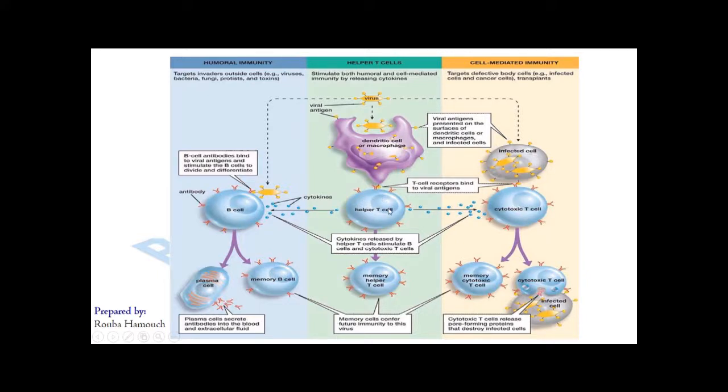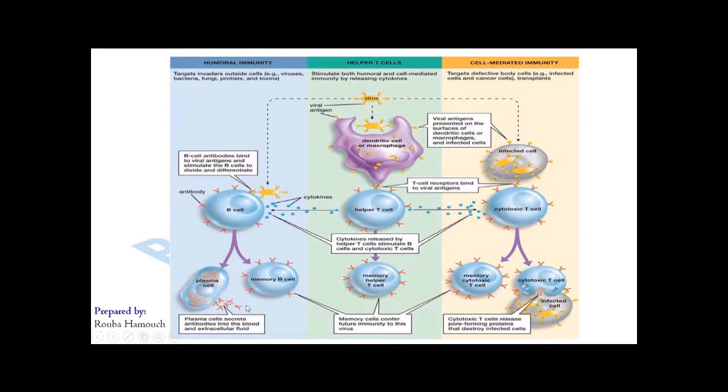Now the T helper will release 2 types of cytokines or interleukins: IL-4 that activates a B lymphocyte, and IL-2 that activates a cytotoxic T lymphocyte. Also, the T helper will differentiate into memory cells. So in the 3 cases, we always have memory cells to confer future immunity to the same virus.